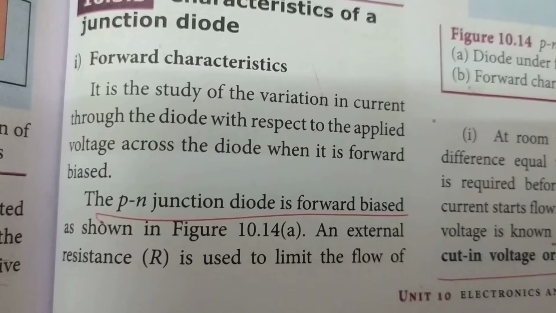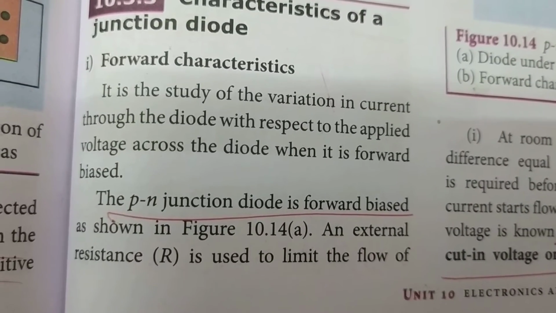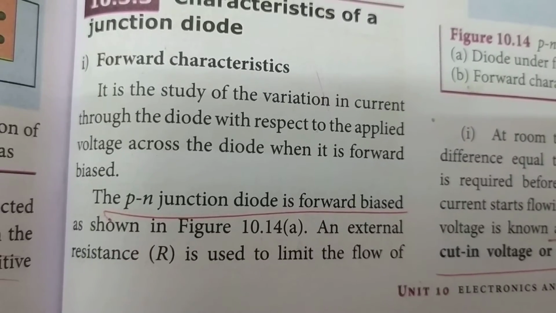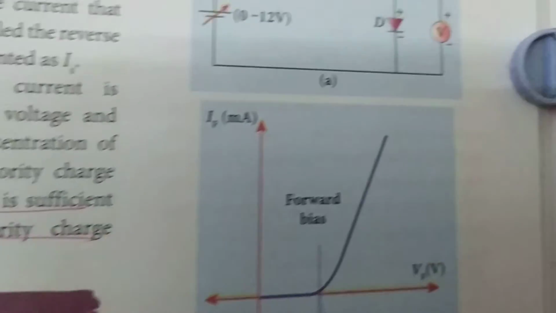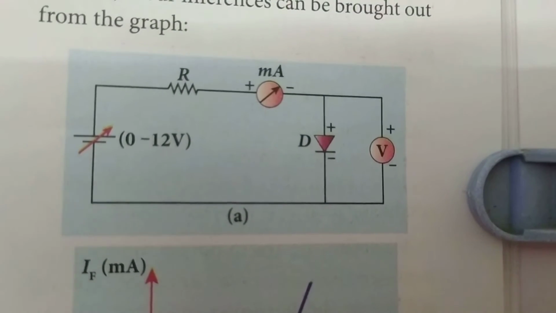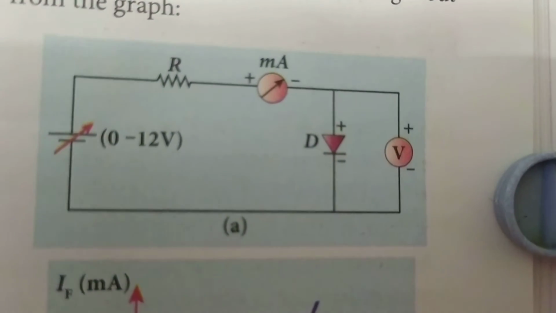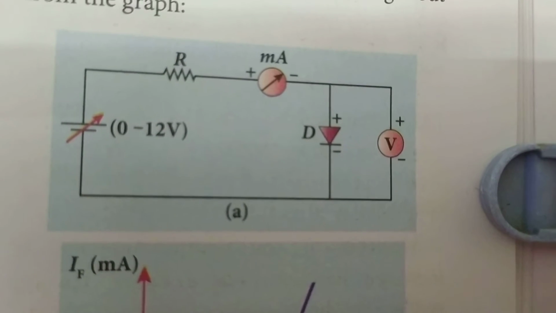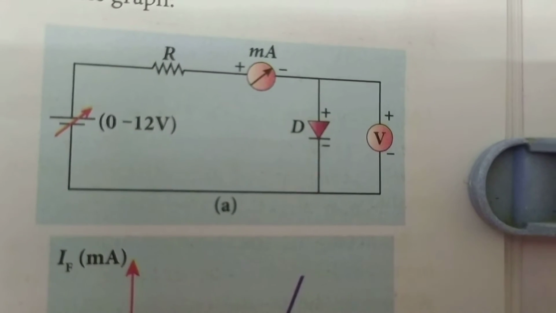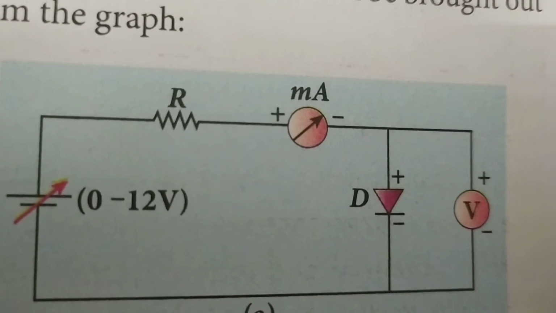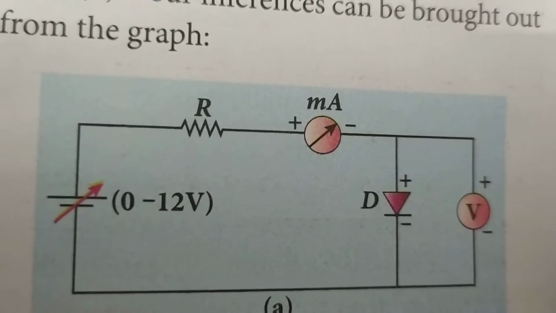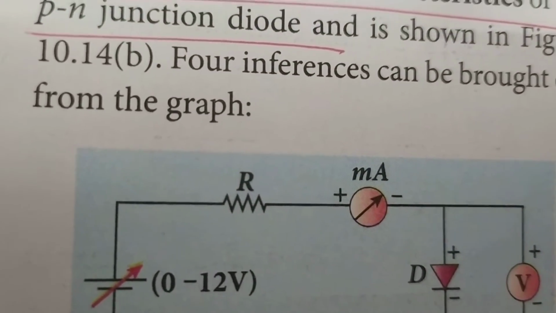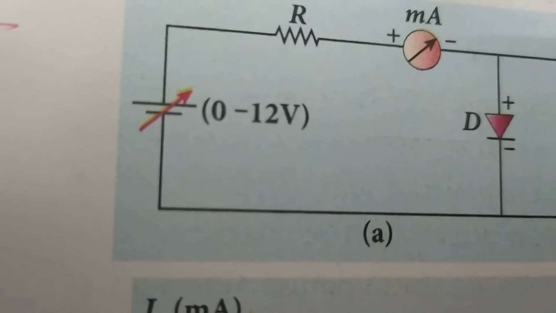Now the PN junction is forward biased. Forward bias means positive to positive and negative to negative, and usually an external resistance is connected to limit the flow of current. This is a circuit diagram for forward bias characteristics, and the diode is shown in red color. The positive is connected with the positive and the negative with the negative, and the milliammeter is used to measure the current. Here R is the external resistor to adjust the flow of current, and this is a variable voltage supply.